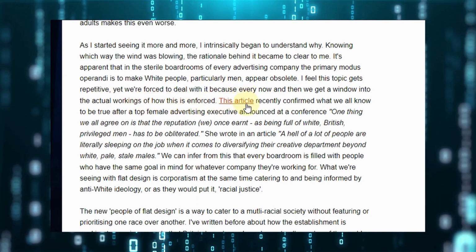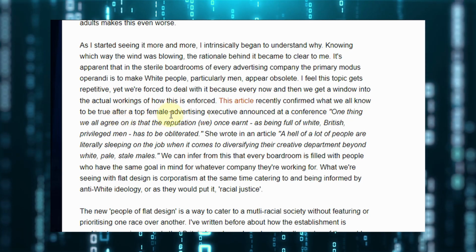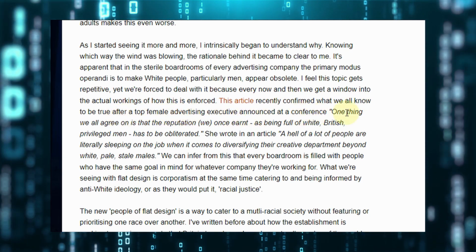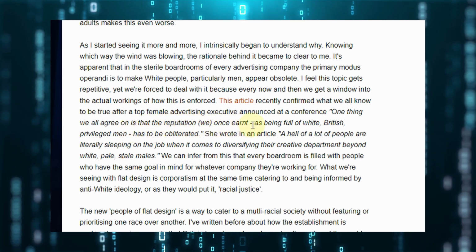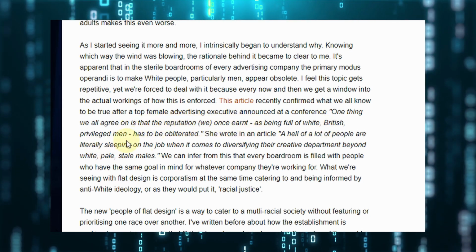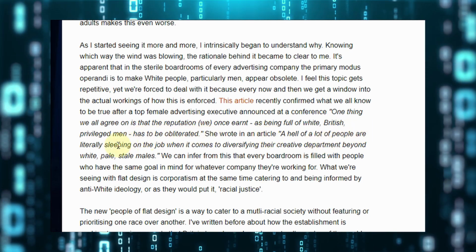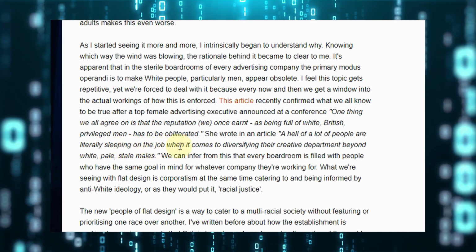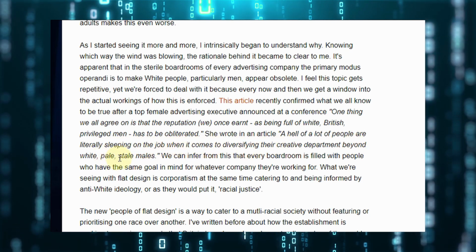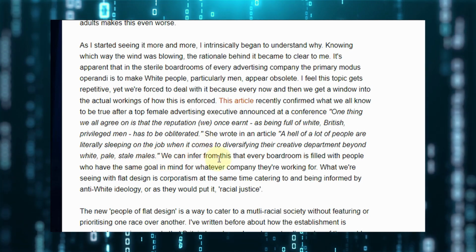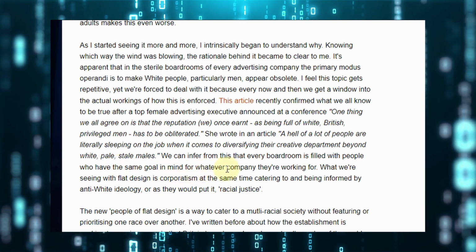This article, which I've linked, recently confirmed what we all know to be true after a top female advertising executive announced at a conference, "One thing we all agree on is that the reputation we once earned as being full of white British privileged men has to be obliterated." She wrote in an article, "A hell of a lot of people are literally sleeping on the job when it comes to diversifying their creative department beyond white pale stale males." We can infer from this that every boardroom is filled with people who have the same goal in mind for whatever company they're working for.